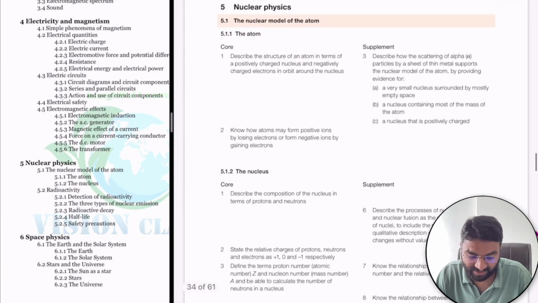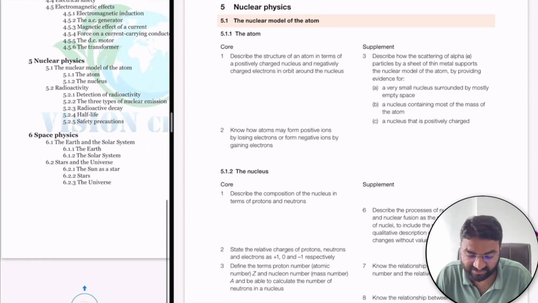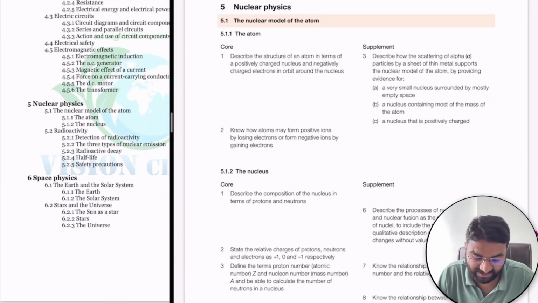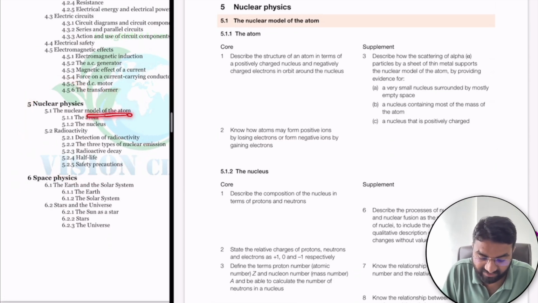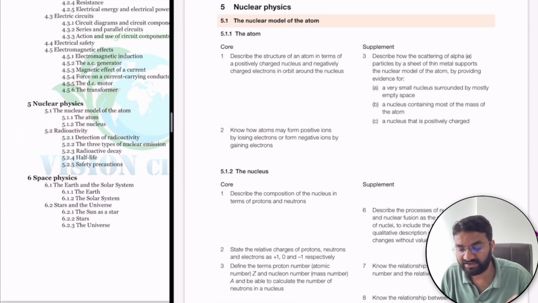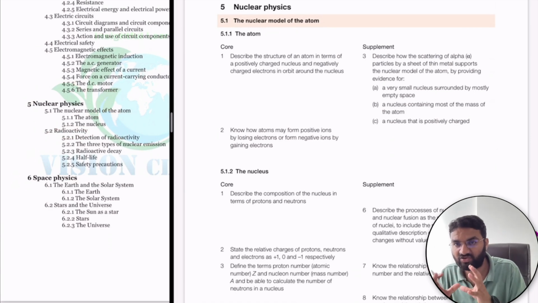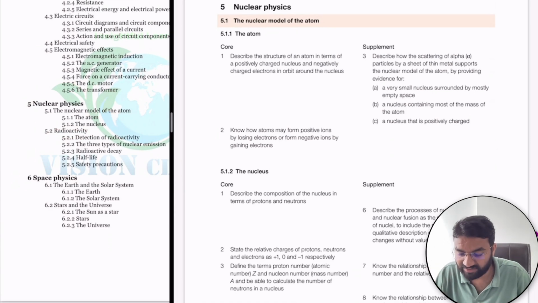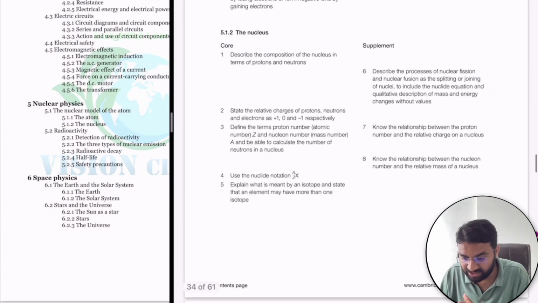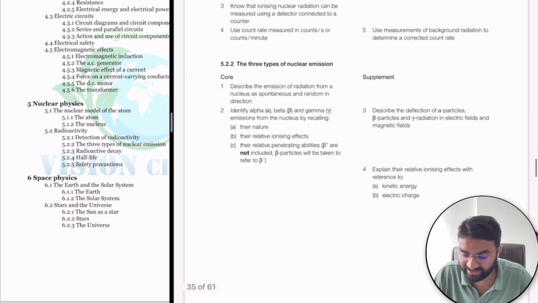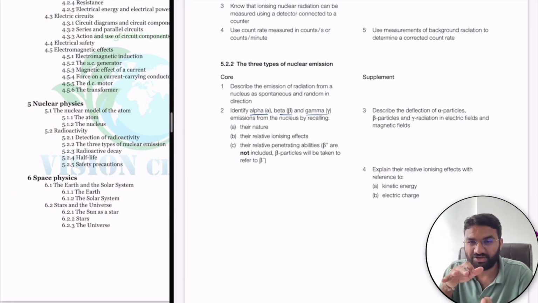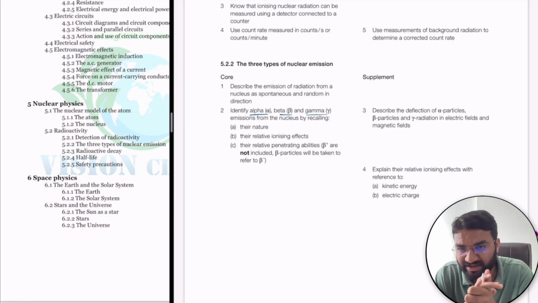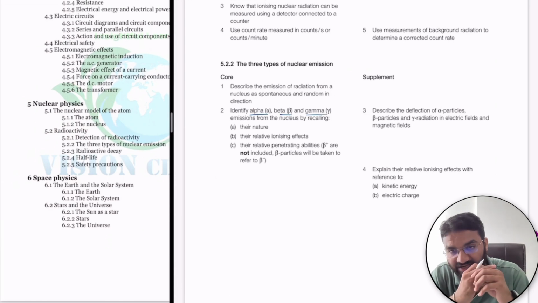Then the fifth part, that is nuclear physics. In nuclear physics, if you look at it here, you have just two topics. One is the nuclear model of the atom and the other one is radioactivity. In the nuclear model of the atom, what's an atom, then electron, proton, alpha, beta, gamma rays, their properties. Fine, three types of nuclear emissions: alpha, beta, gamma. For extended students, you have to understand the numericals based on these alpha, beta, gamma radiations.